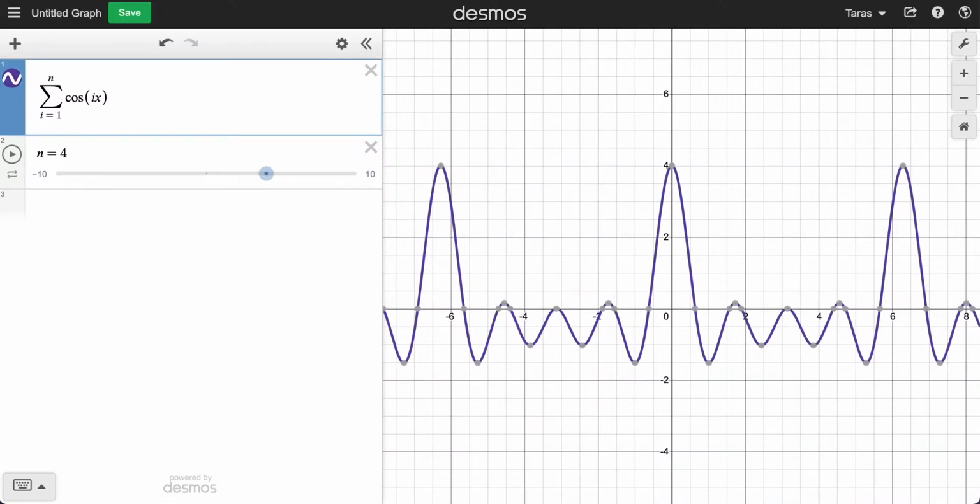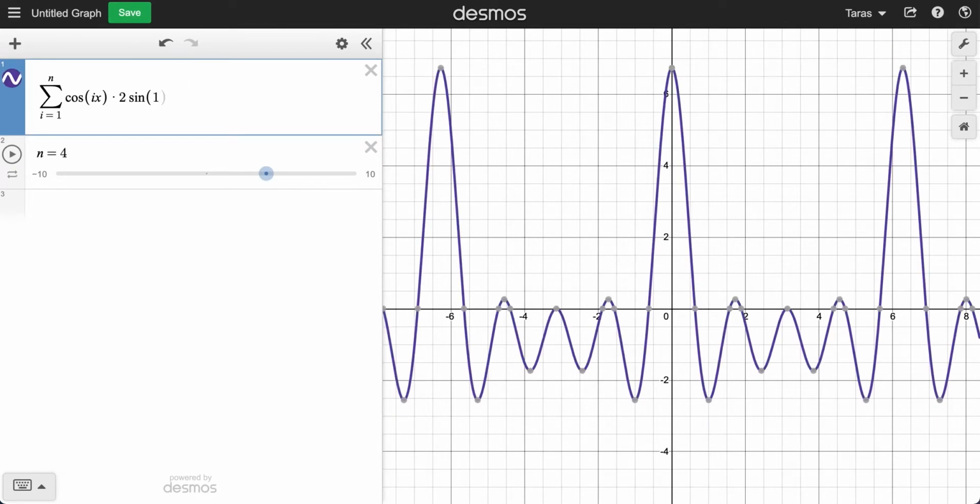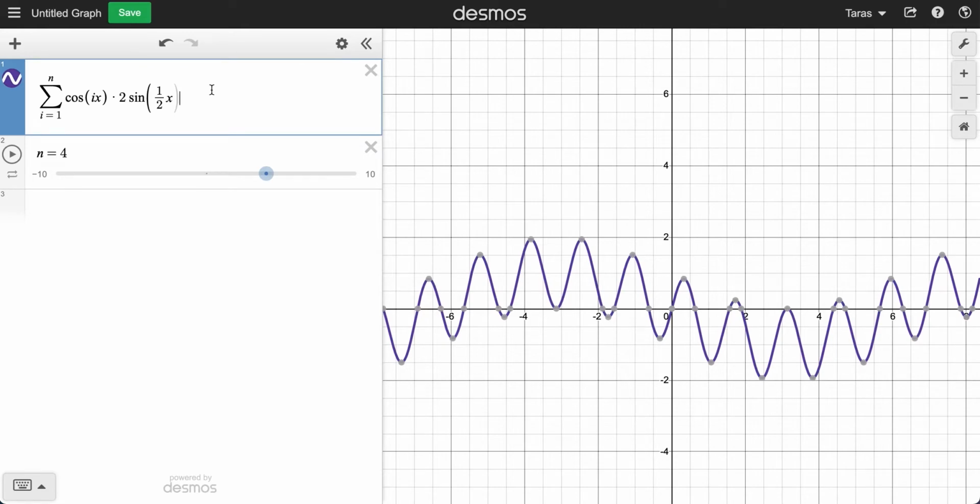I'm gonna use a graphing calculator to verify that I haven't made any mistakes while I algebraically manipulate this expression. So I'm gonna algebraically transform it and verify that I haven't made any mistake by looking at the graph. The graph doesn't have to change. So I'm gonna multiply and divide this expression by 2 sine of 1/2 x.